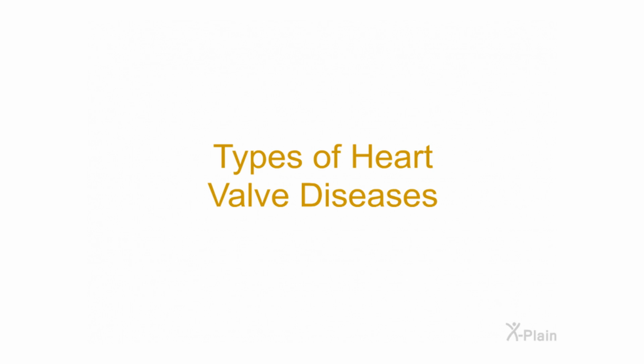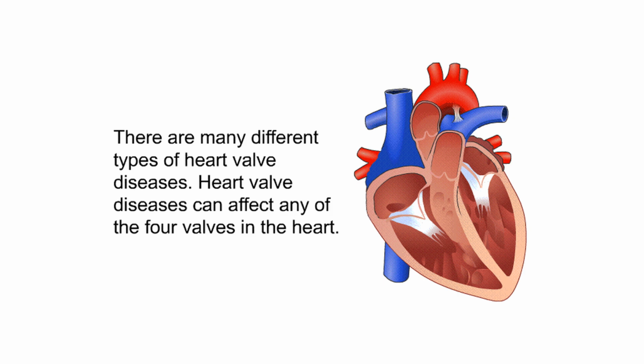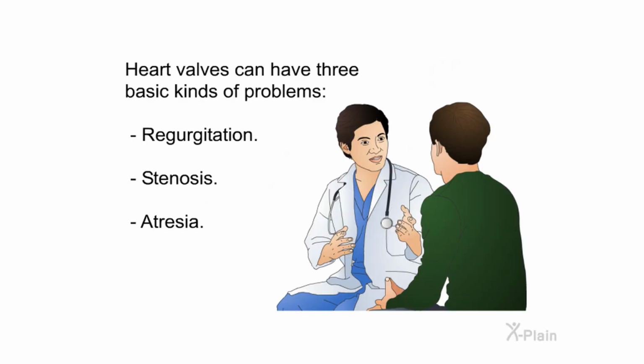Types of heart valve diseases. There are many different types of heart valve diseases. Heart valve diseases can affect any of the 4 valves in the heart. Heart valves can have 3 basic kinds of problems: regurgitation, stenosis, atresia.